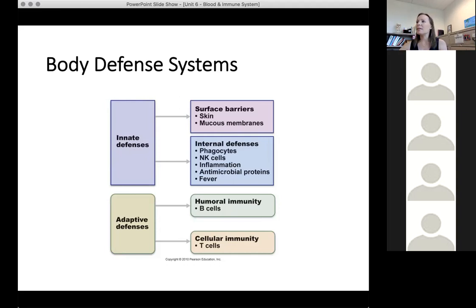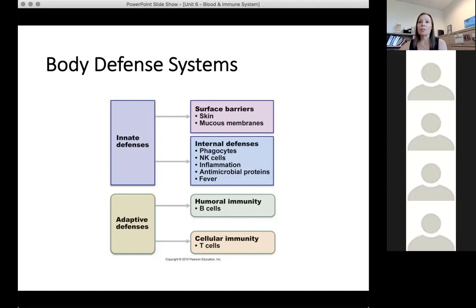There are 2 defense systems that provide immunity, and they're on this PowerPoint: innate defenses and adaptive defenses. So the innate defenses, a couple characteristics about them: they're present at birth. They respond immediately. They last throughout a lifetime. They are generalized responses, not targeted to a specific thing. It's a general response against anything. It could be a cell, it could be bacteria, it could be a virus, against anything that tries to penetrate the body.